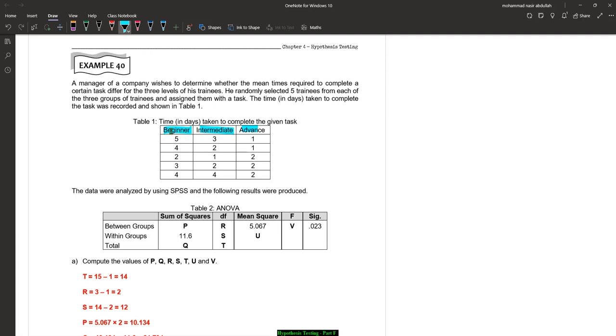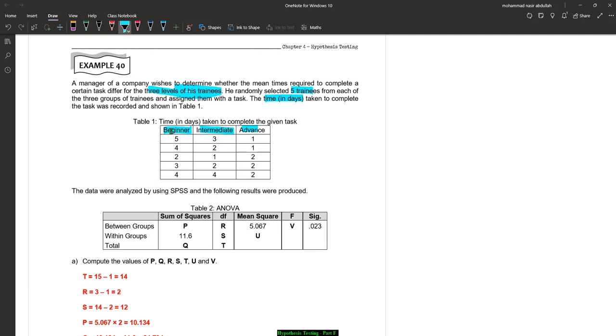So the manager of a company wishes to determine whether the mean times required to complete certain tasks differ for the 3 levels of his trainees. So you select 5 trainees from each of the 3 groups and assign them a task. Then the time in days taken to complete the task was recorded in this table. So the data were analysed using SPSS and the following result was produced. So they give us the ANOVA table.